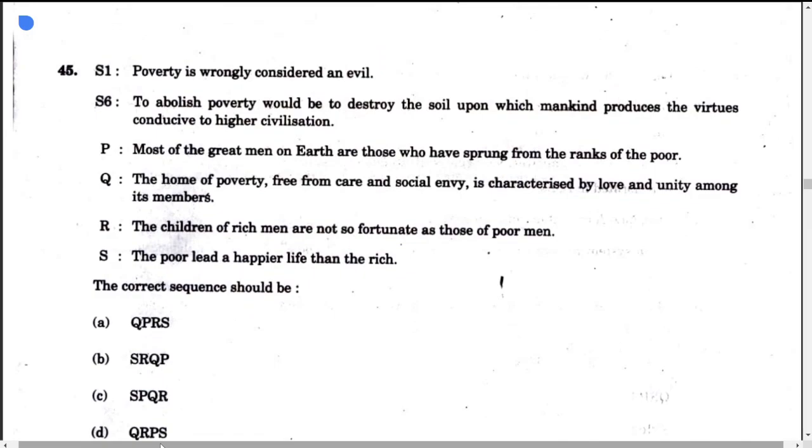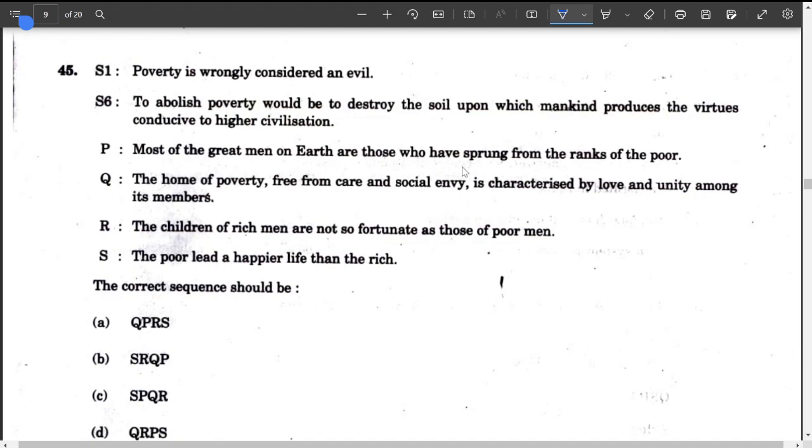Poverty is wrongly considered an evil. Why is it considered an evil? Let us check. Most of the great men on earth are those who have sprung from the ranks of the poor. The children of rich men are not so fortunate as those of poor men, because the home of poverty is free from the curse. That means we can connect R and Q. This is one combination. Check for this R and Q combination. RP is there? No. RQ, okay. QR, no. RP, no. Your answer is B.